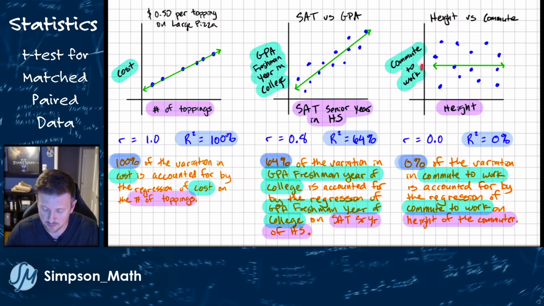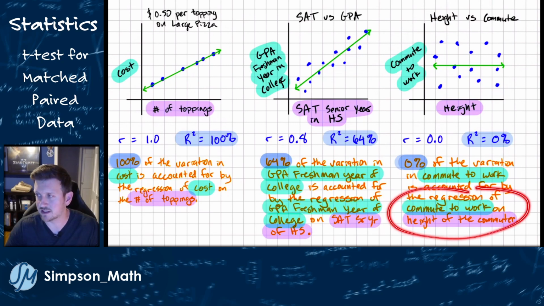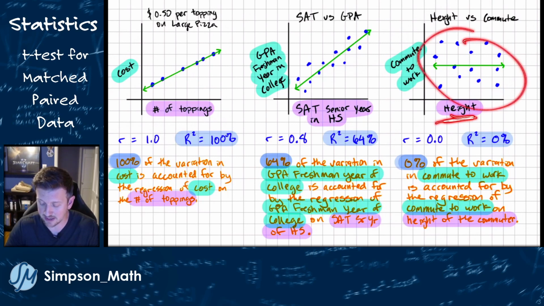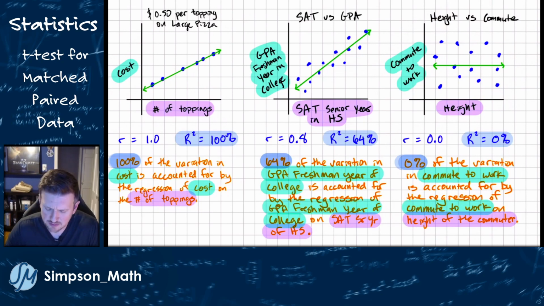So if I take a look at my commute to work going up or down, 0% of when the commute to work goes up or down is accounted for by the relationship between x and y, accounted for by the regression of the commute to work on the height of the commuter. Never does this relationship between x and y influence the changes in y, because they're not related to each other. All right, so let's take one that has a strong relationship.